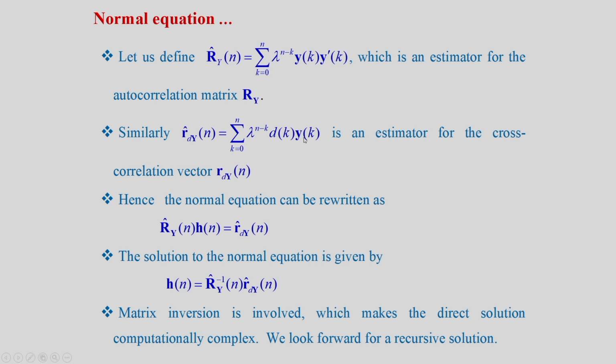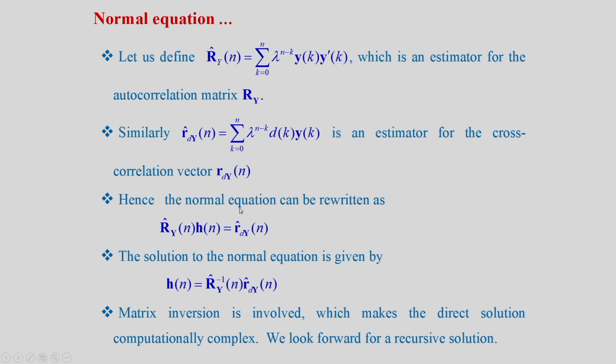So, that way this will measure the correlation between dk and the component of the yk vector, and then you are summing up from k equal to 0 to n. So, this is also an estimator for the cross correlation vector R dy n. We can now write R y hat n for this expression and small r dy hat n for this vector.